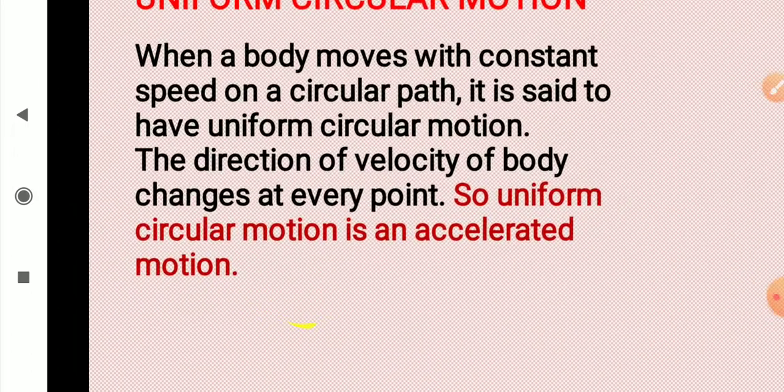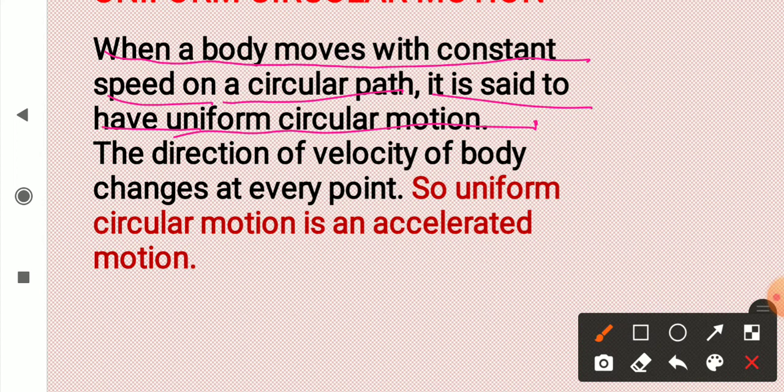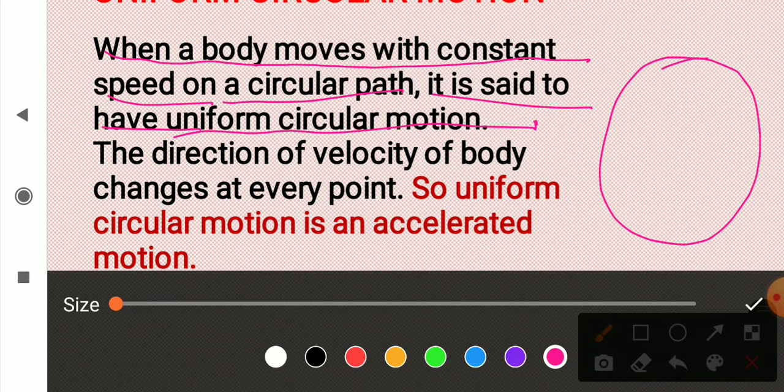When a body moves with constant speed on a circular path, it is said to have uniform circular motion. So if on a circular path you have any body, say this one, and it is moving with constant speed, the speed is constant, then it is in uniform circular motion.